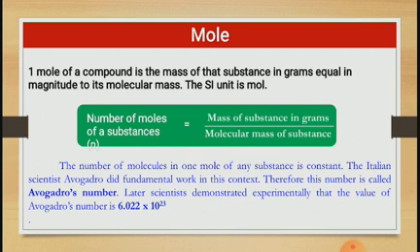Mole also has a specific value. This value was found out by the scientist Avogadro. The unit given is a constant value, and this constant is called the Avogadro number, because it was found out by Avogadro.